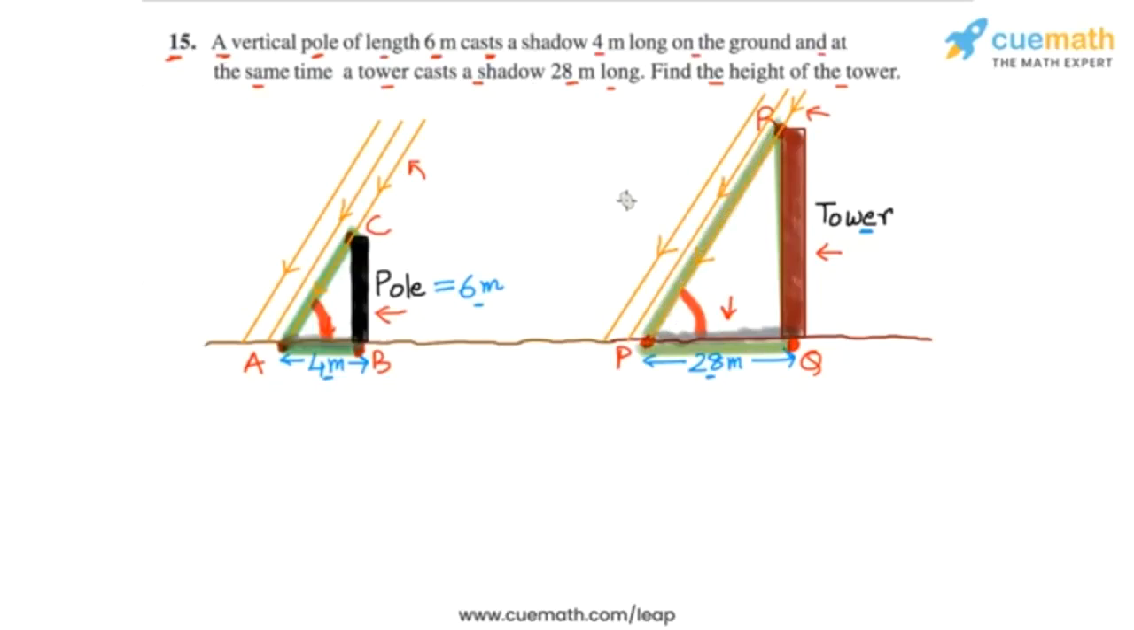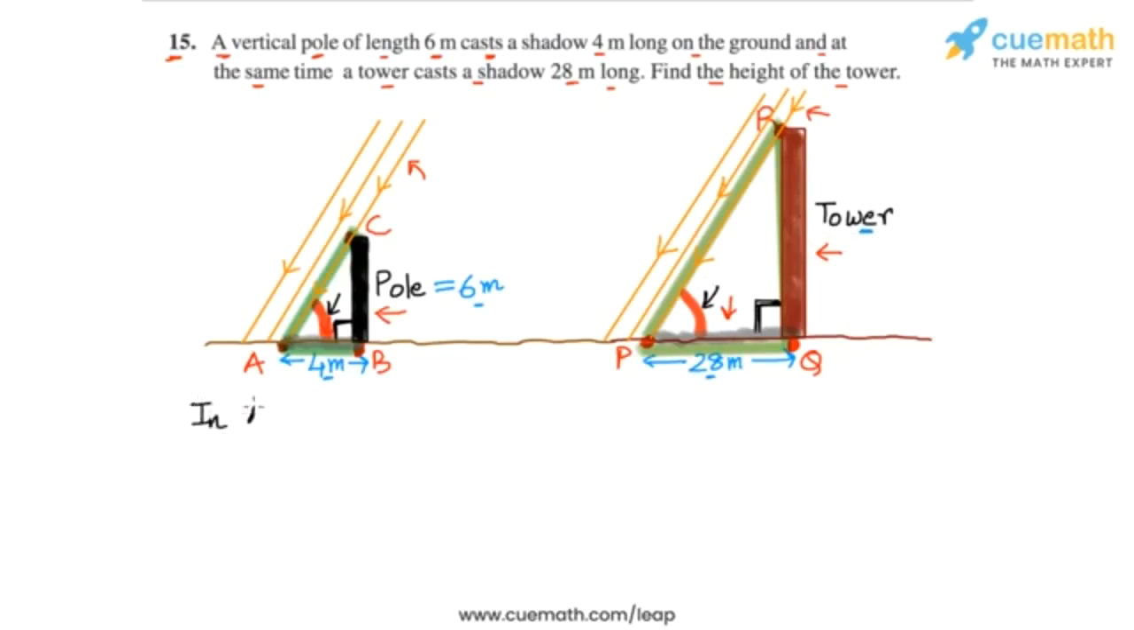And now it's easy to see that these two triangles must be similar. Why? Because this angle at A is equal to the angle at P, because the shadow is being measured at the same time, and also the angle ABC is 90 because the pole is vertical, and similarly the tower is vertical, so angle PQR is also 90 degrees. So by AA similarity, the two triangles will be similar, and therefore the sides of the triangle will be proportional, and from there we can find the height of the tower. Okay, so let me write this reasoning now.